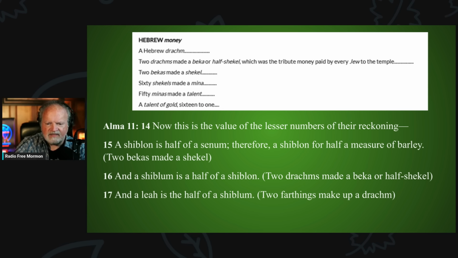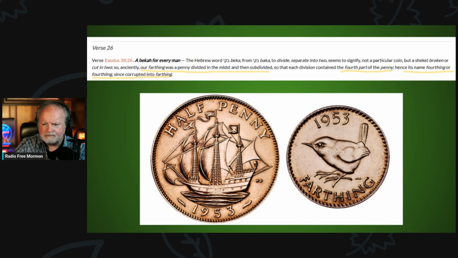So really, the lesser values of the Nephite monetary system end up matching, except for the names. The measures end up matching pretty exactly for the Hebrew monetary system. Now, it varies completely from the greater values. The greater values don't line up at all. The only similarities that I can see are in the lesser values, and there it's pretty close to being an exact match. And here's the farthing, okay?